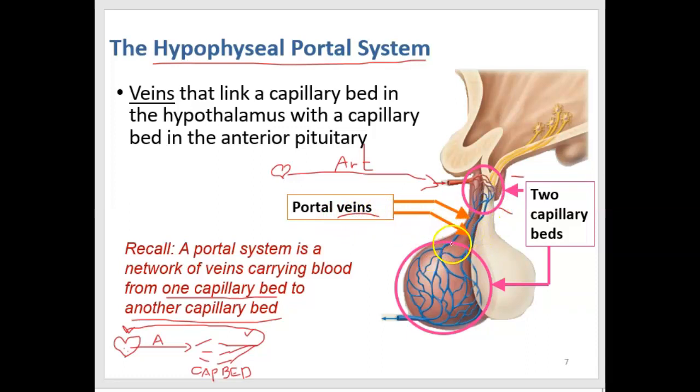But the weird thing is these veins then diverge and they form a second capillary bed. This just provides another location for diffusion to take place. Diffusion across thick artery walls is not efficient, but across capillary walls it is efficient. So the portal system consists of two capillary beds and these portal veins. This is how the hypothalamus is connected to the anterior pituitary.